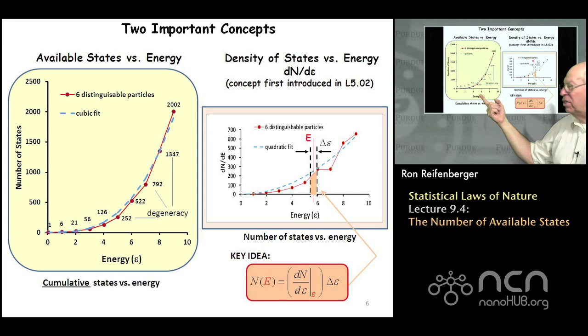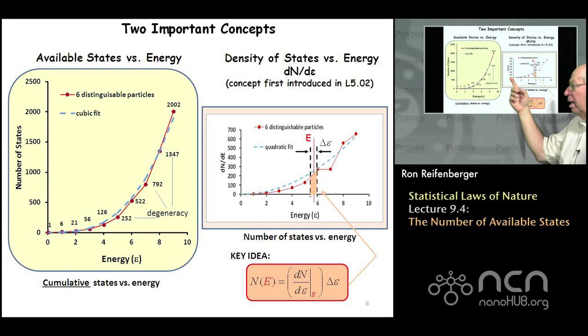Once you know the total number of states available in the system, you can take a derivative, and you then get this thing called the density of states, because the density of states is basically telling you how many states are available if I specify a certain region of energy. So the density of states is defined as the derivative of the number of states with respect to energy. This is a concept that was first introduced in lecture 5.02. We're coming back now to reinforce it.